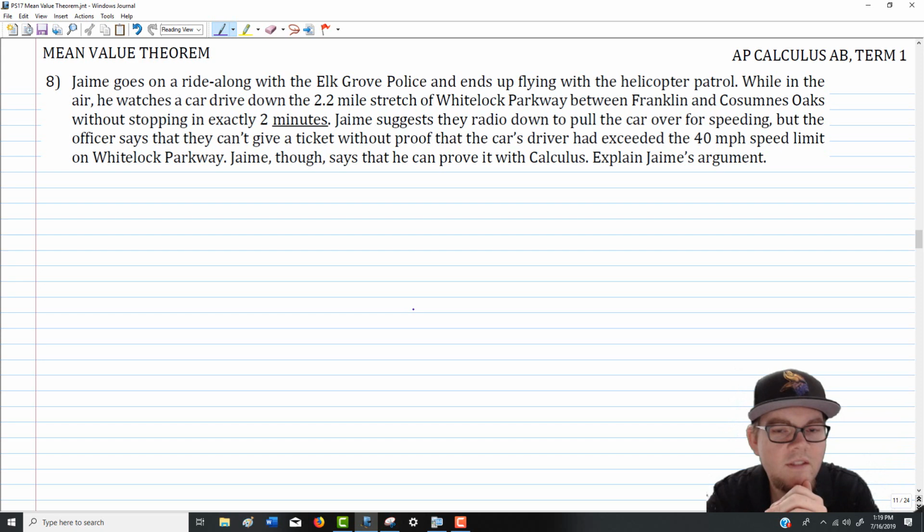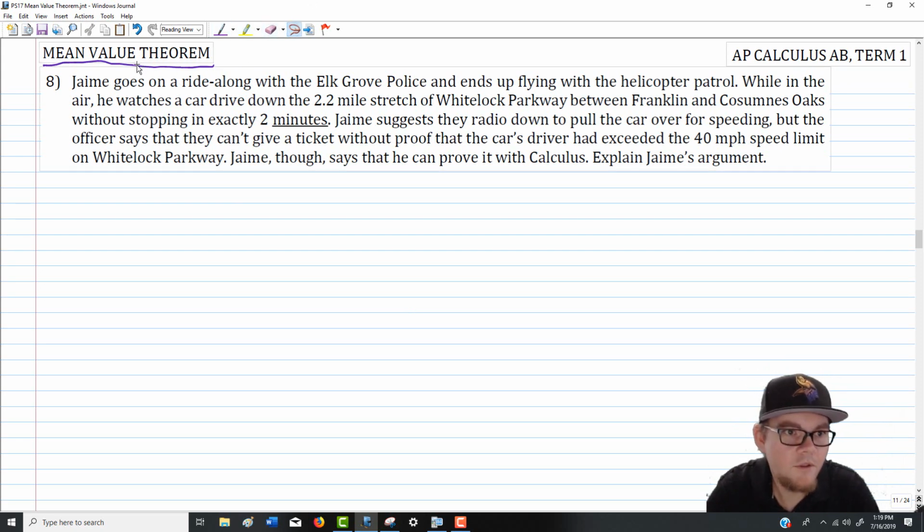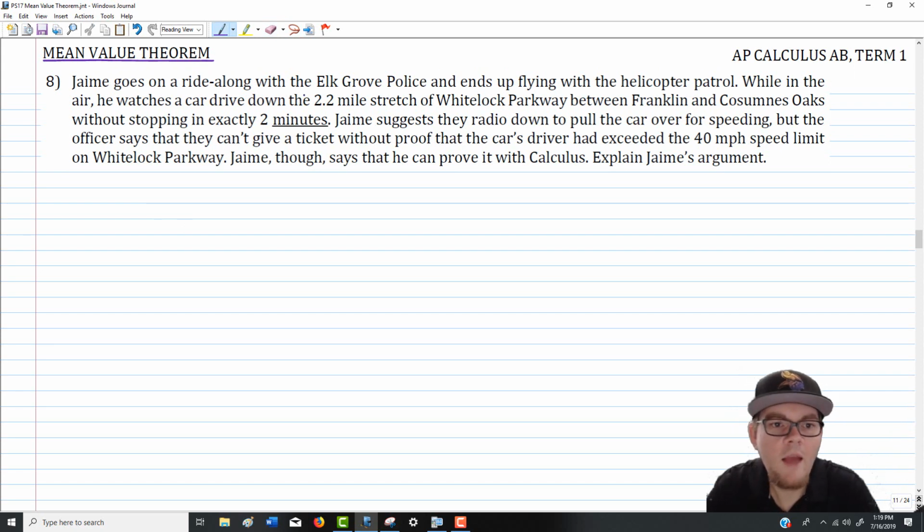So there's a lot of stuff that's kind of built in here, and again, knowing which problem set we're talking about really helps you in a sense. Like, we've got to be talking about the mean value theorem. But that's exactly what we want to do here. We want to see how Jaime can use the information about how far it traveled and in what time to somehow guarantee that the speed exceeded 40 miles per hour. So let's think about a couple different things.